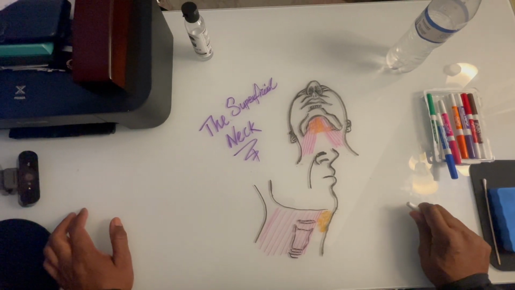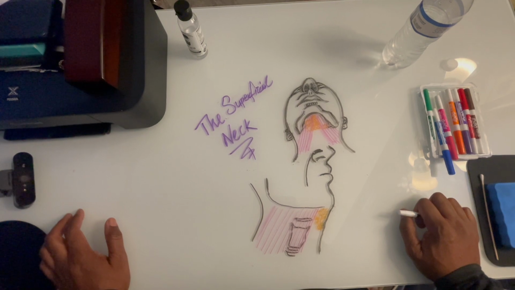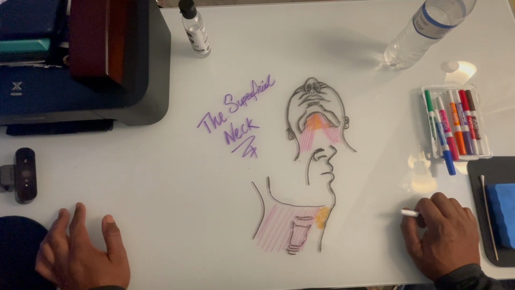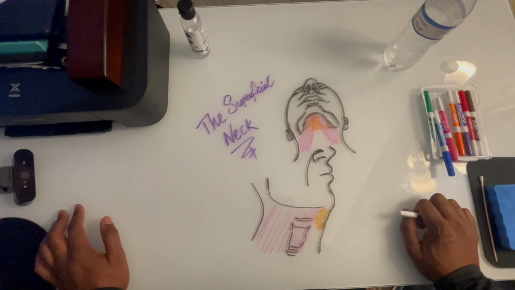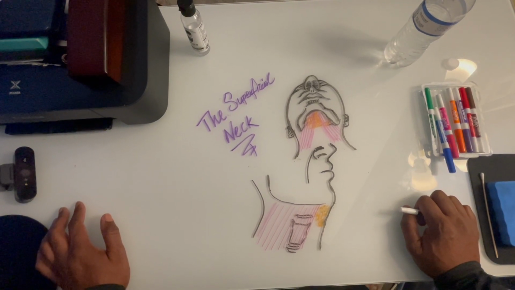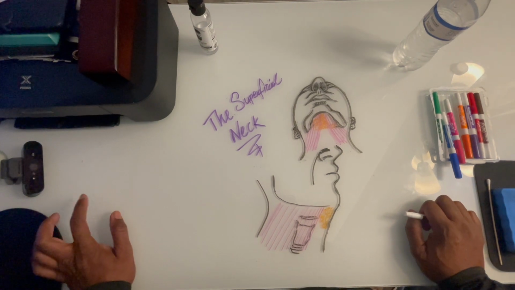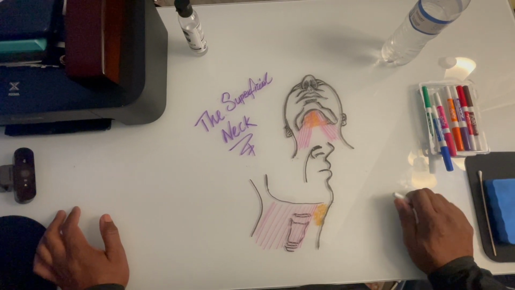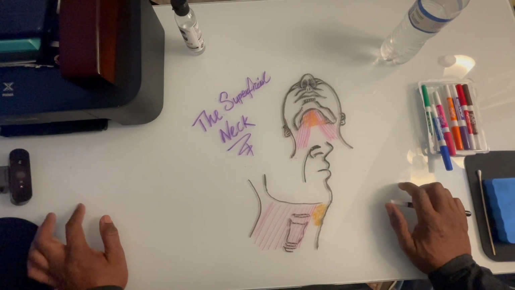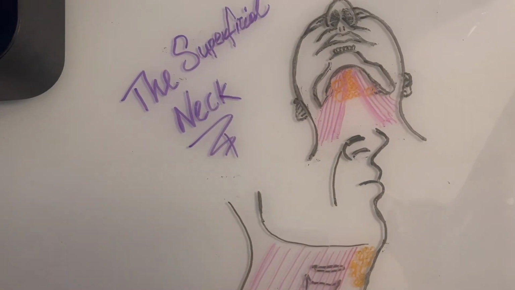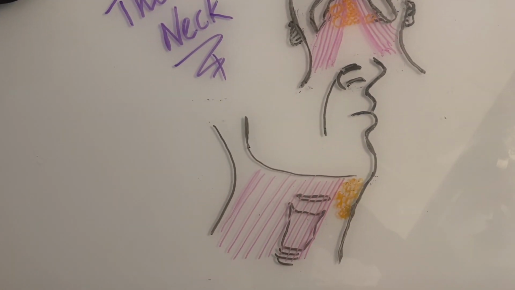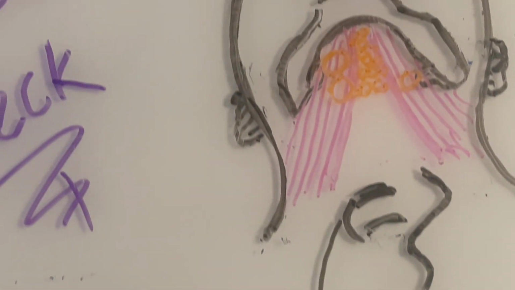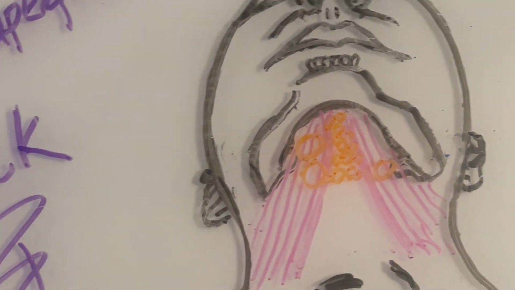So, in this video, we're going to talk about the superficial neck, and the superficial neck is composed of fat. So, there is subcutaneous fat. That means fat beneath the skin. Cutaneous meaning skin. So, it's fat beneath the skin, and it's illustrated by these round orange circles on a side view, and then here on an underneath view.